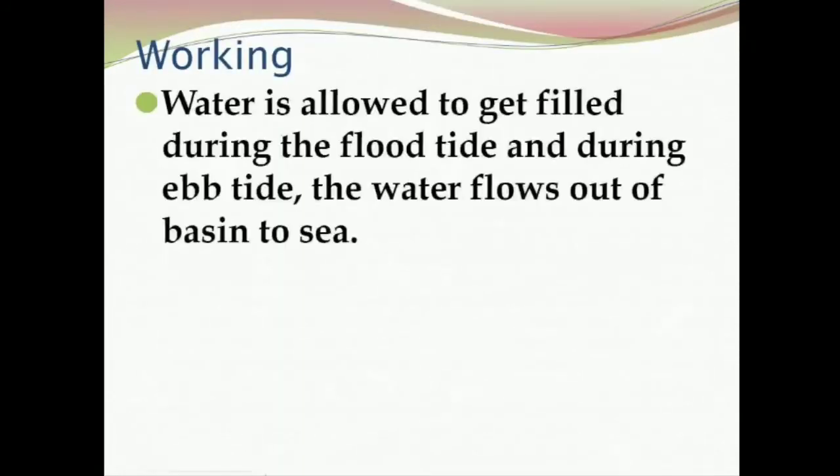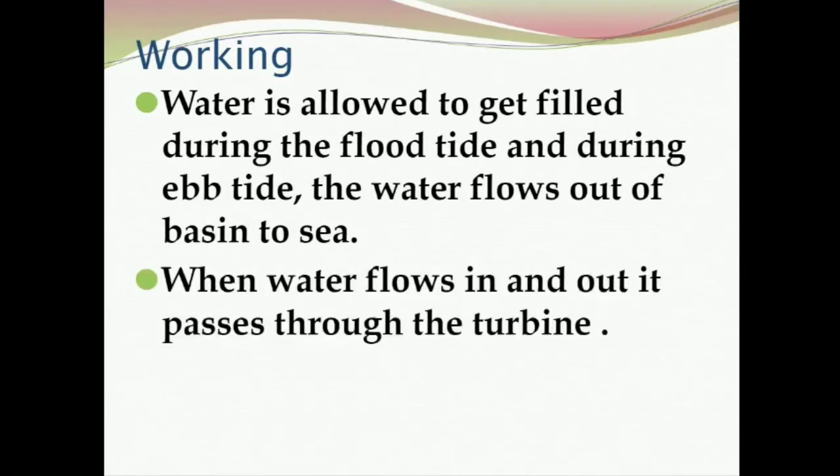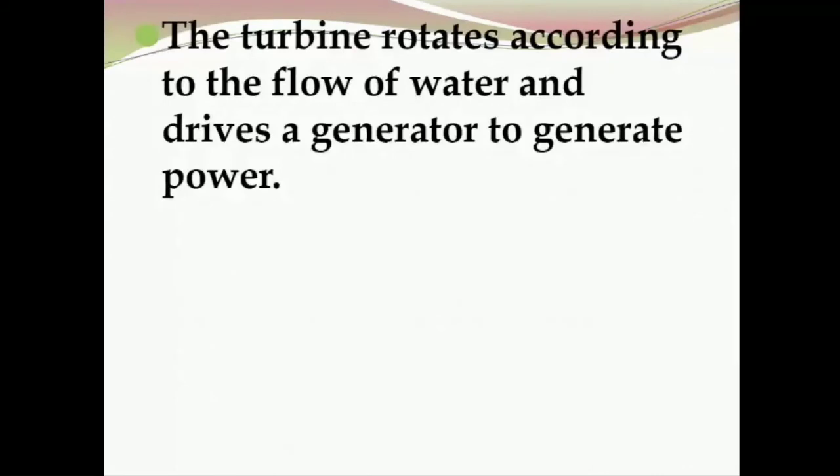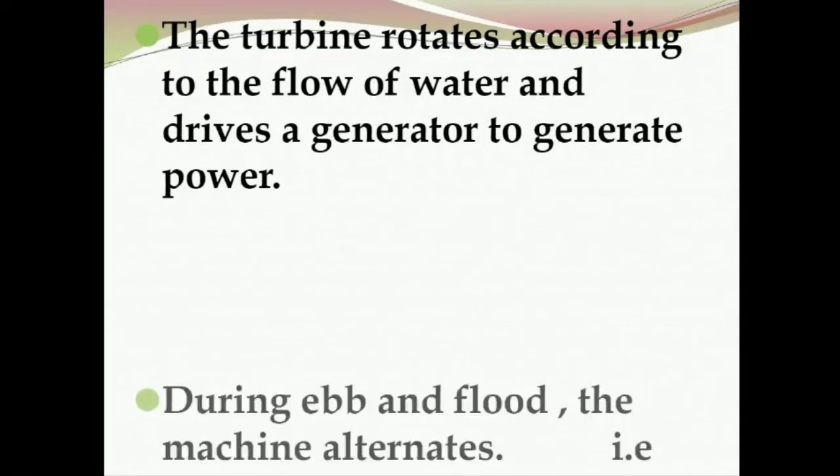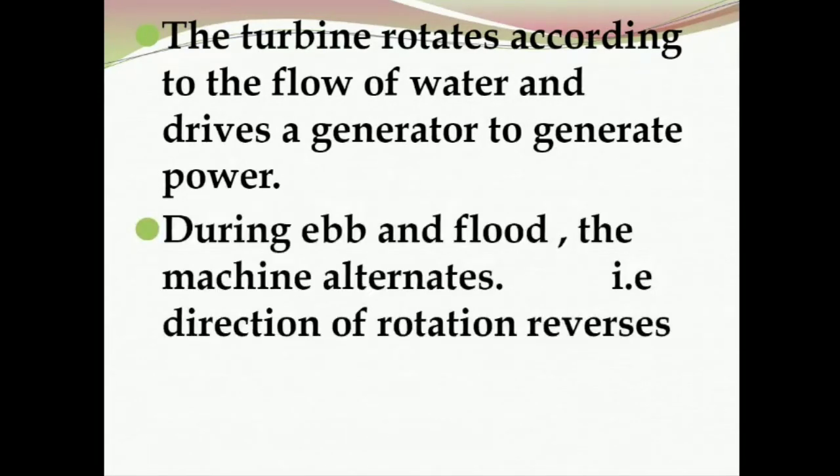Working. General working of a tidal power plant. Water is allowed to get filled during the flood tide, and during ebb tide the water flows out of the basin to sea. When water flows in and out, it passes through the turbine. The turbine rotates according to the flow of water and drives a generator to generate electricity. During ebb and flood, the machine alternates, that is, the direction of the rotation reverses.